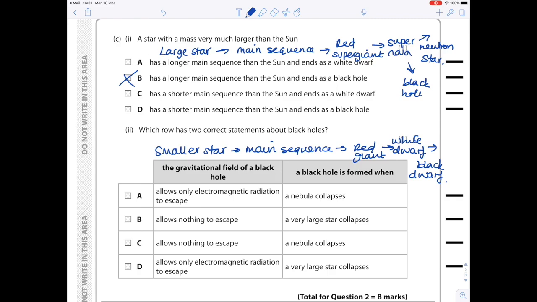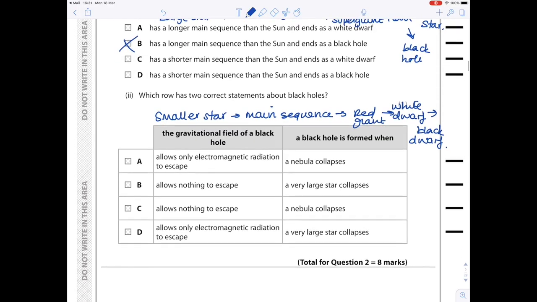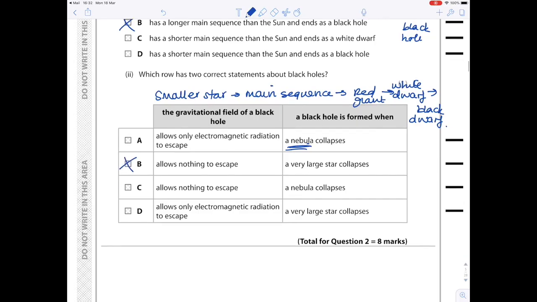So let's have a look and see if any of these options match up with that. One thing I do want to point out is a nebula is completely wrong, because that's the very beginning of a star's life. So it wouldn't be a nebula collapsing. So that's why A is wrong. B, allows nothing to escape. Yes, that's true. A very large star collapses. Yes, that's true. C, allows nothing to escape. Yes, that's true. I've already said why it's not a nebula collapses, so C is incorrect. And then D, only allows electromagnetic radiation to escape. No, I've said even light can't escape. So that's why B is the only right answer here.